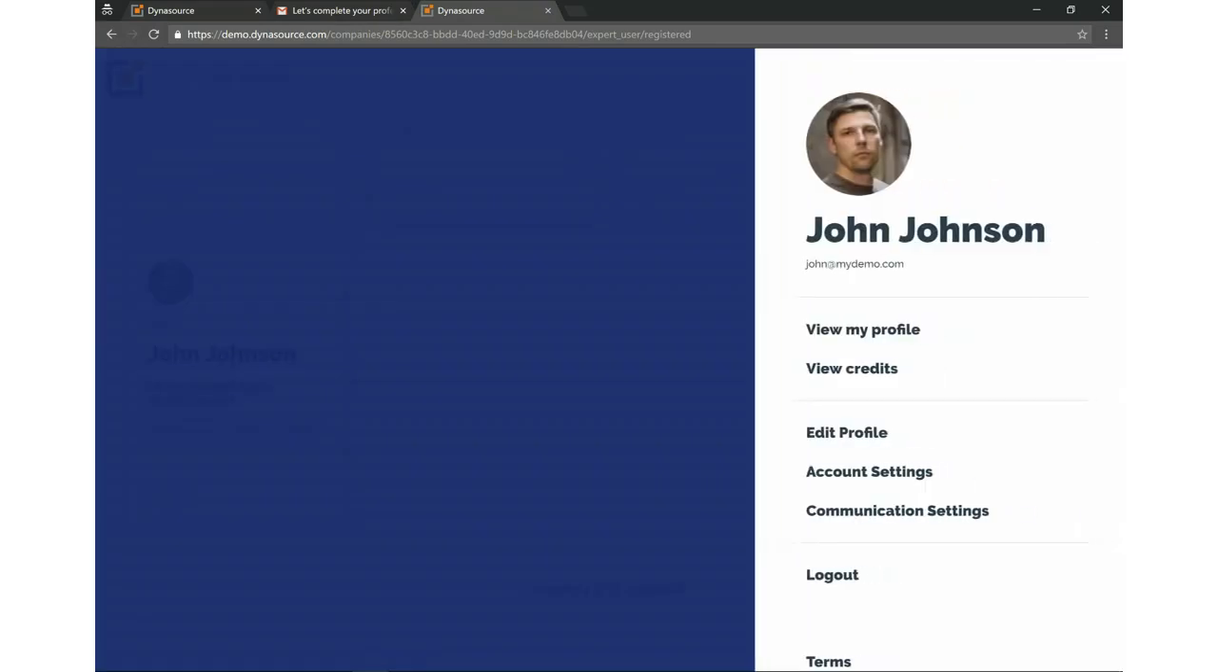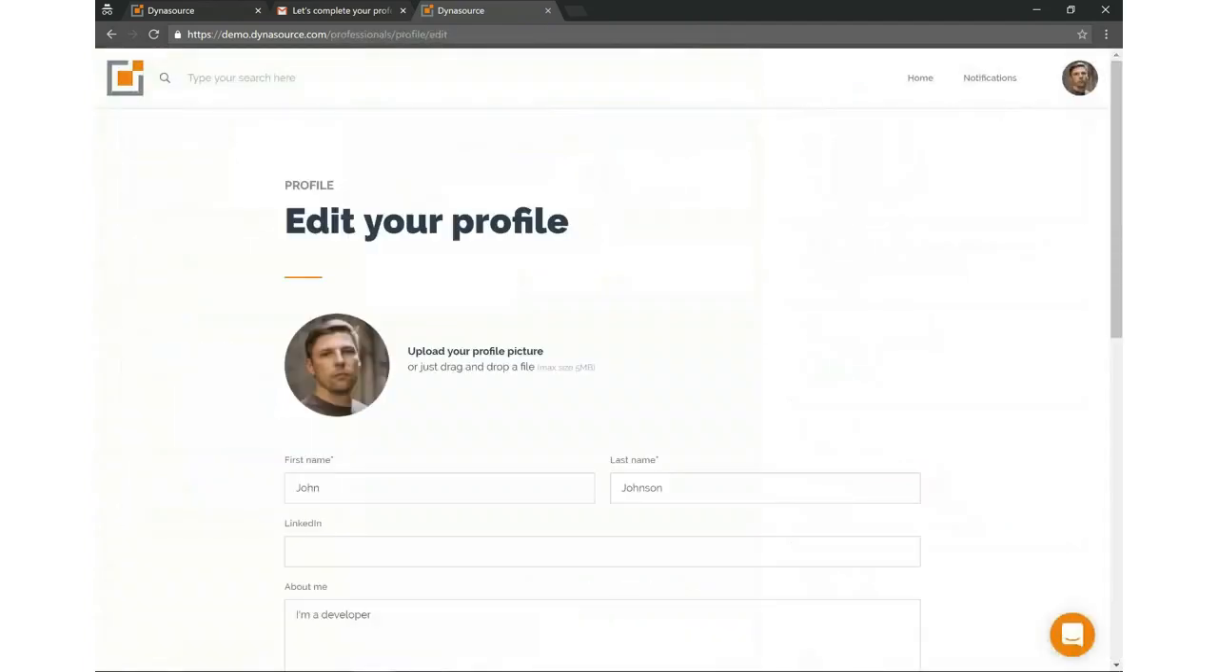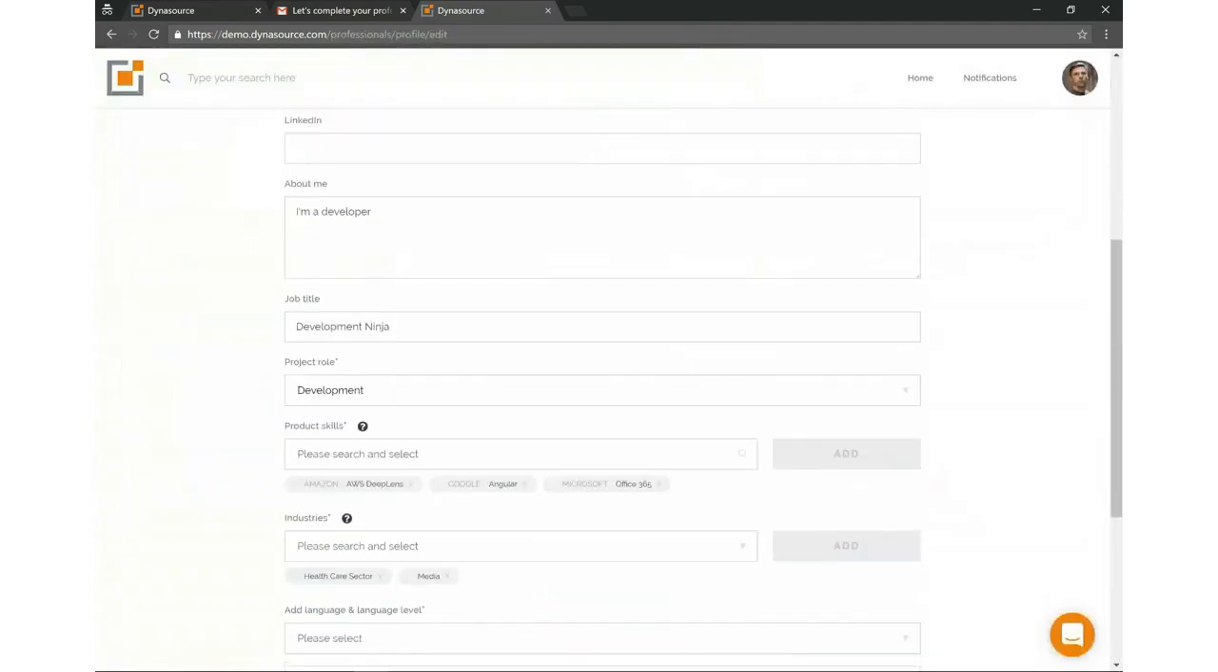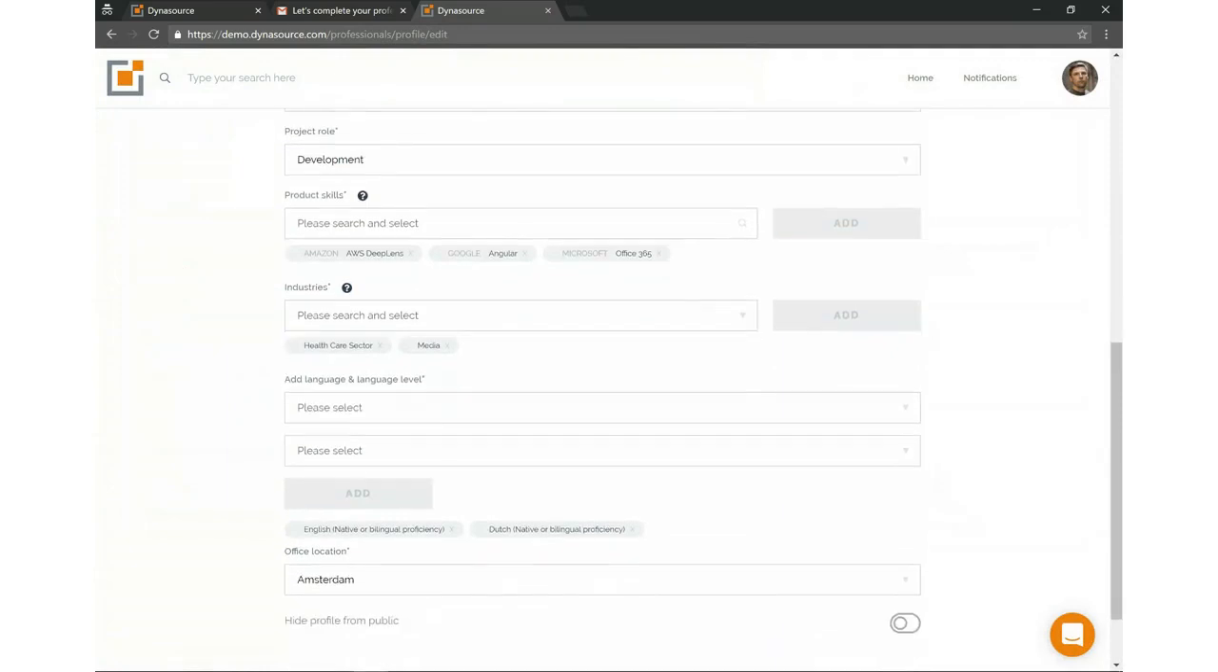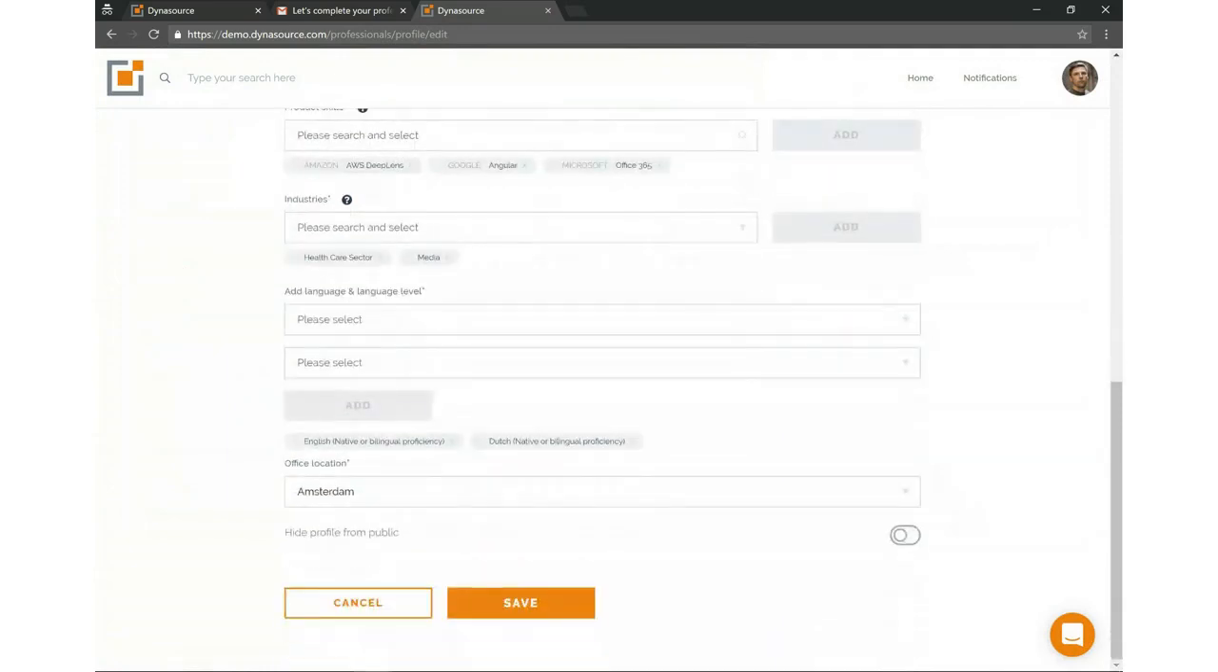Like I said, I'm going to show you how he can close his profile down to anyone that should not see him, so anyone outside his company. He can do so by editing his profile, scrolling all the way down. And of course, if anything changes, he can do this here and hide his profile from the public.